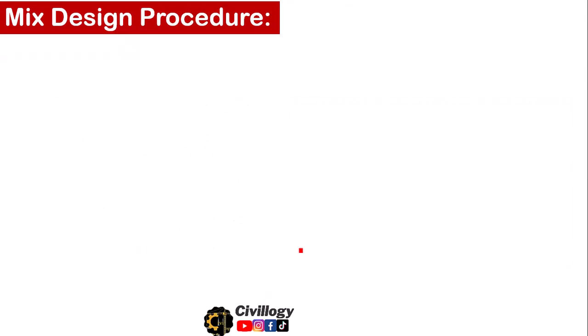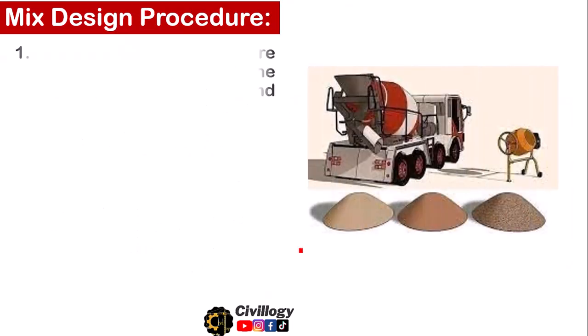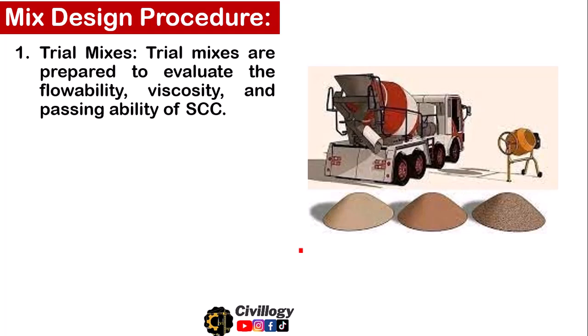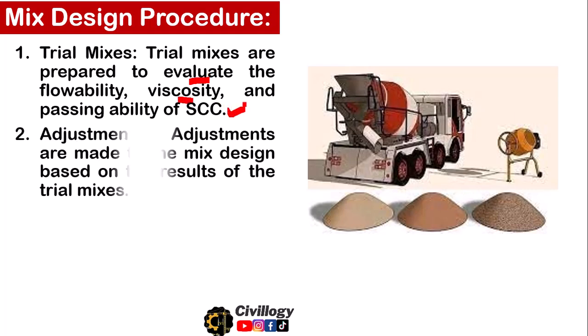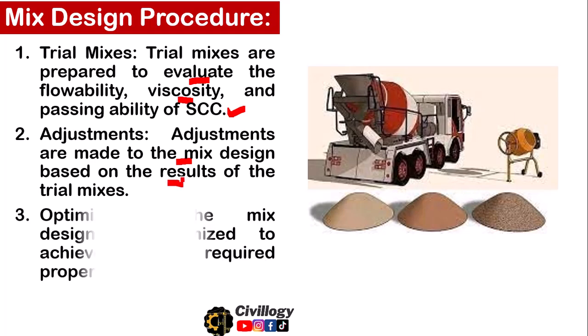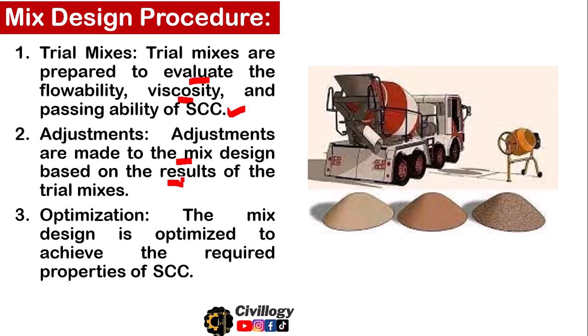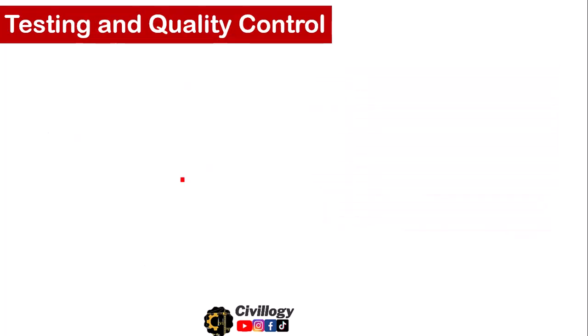How can you make a mix design for a self-compacting concrete? So the first procedure is trial mixes. Trial mixes are prepared to evaluate the flowability, viscosity and passing ability of self-compacting concrete. The second procedure is adjustments. Adjustments are made to the mix design based on the results of the trial mixes. The third point is optimization. The mix design is optimized to achieve the required properties of self-compacting concrete.